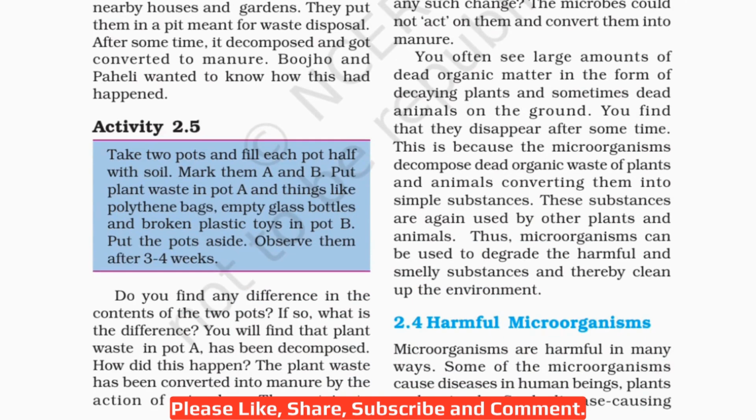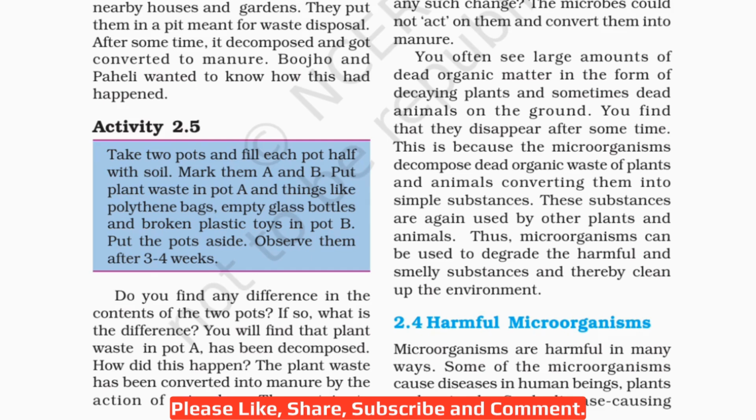So let's see. Now activity 2.5. This we will understand with the help of the activity. Take two pots and fill each pot half with soil. Mark them A and B. Put plant waste in pot A and things like polythene bags, empty glass bottles and broken plastic toys in pot B. Put the pots aside. Observe them after 3 to 4 weeks.